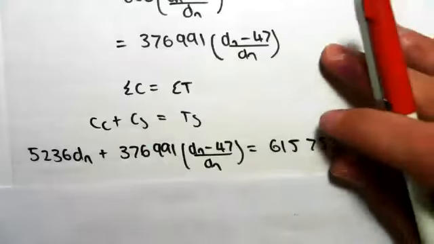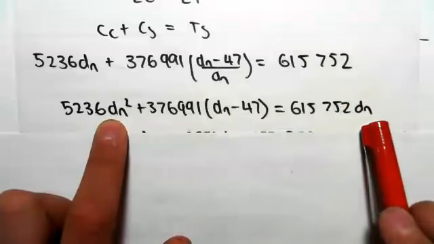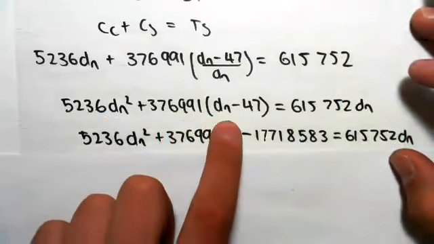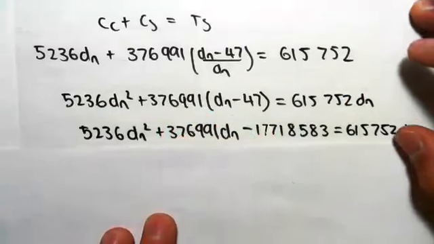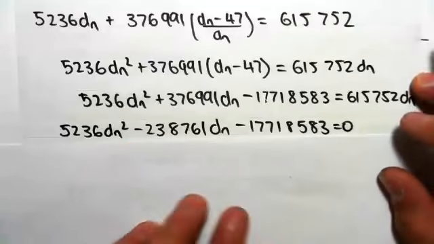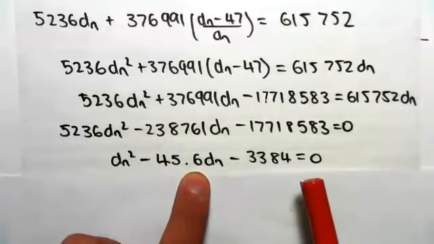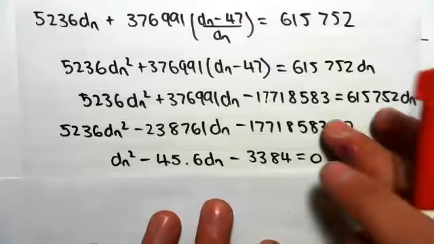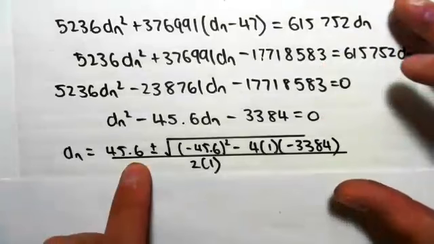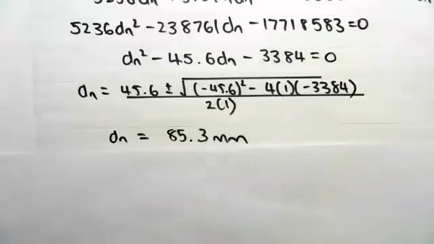So now what we're going to do is solve this for dn. First we multiply through by this bottom dn, which makes this dn squared and puts a dn there. We then expand out this bracket, giving us this formula. We simplify, putting everything on the left-hand side, equaling 0. Then we divide through by 5236 to make it simpler. So we get dn squared minus 45.6 dn minus 3384 equals 0. Using the quadratic formula, the only appropriate value is dn equals 85.3 millimeters. So the depth of our neutral axis from the bottom is 85.3 millimeters.